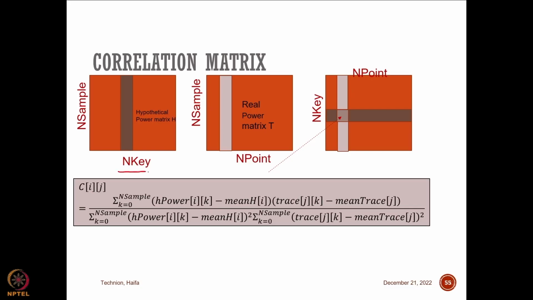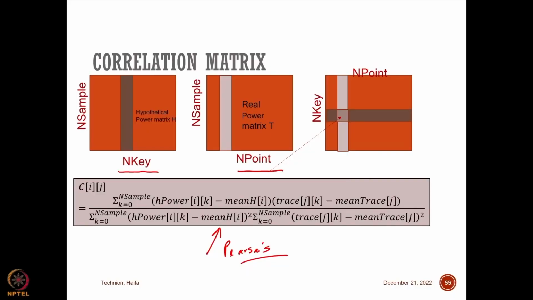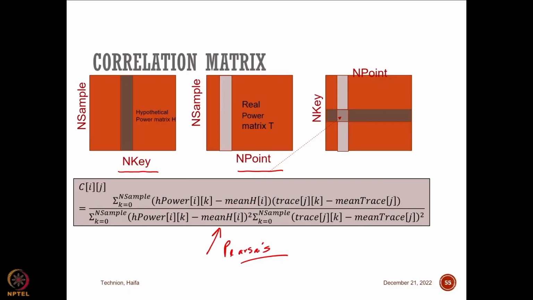You have got the hypothetical power matrix, this is your real power matrix, and you are doing this correlation. The correlation is in this case shown over here. This is nothing but the Pearson's correlation coefficient, which I believe most of you know. So you basically calculate the covariance and divide it by the product of the variance of the two random variables.